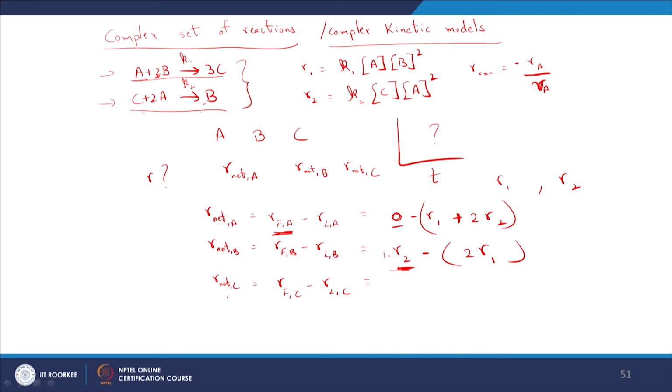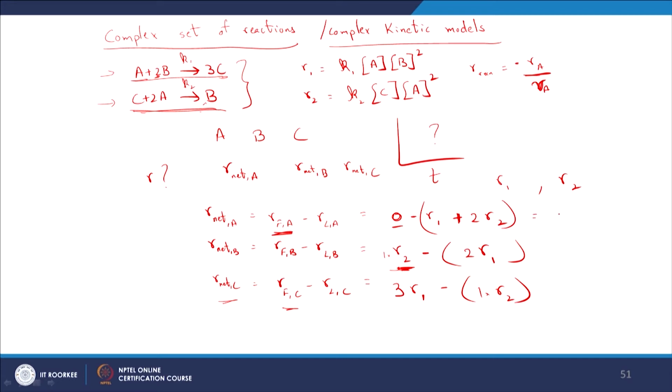And same case with R net C, the rate of formation of C. How is C being formed? It is being formed in the first reaction, right? And what is the stoichiometric coefficient there? It's 3, so 3 R1 minus, how is it being lost? It is being lost by the second reaction, right? And the stoichiometric coefficient is 1. So that's what we have here, right?